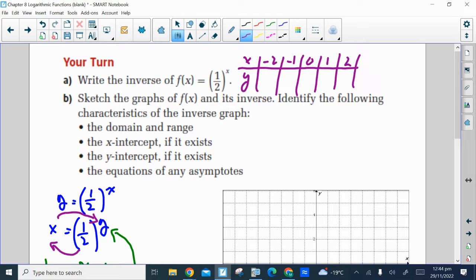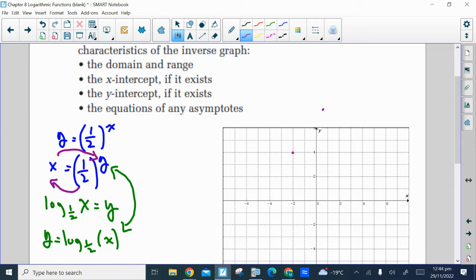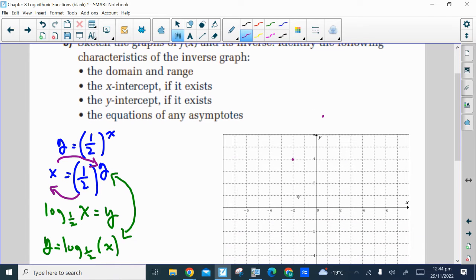1/2 to the negative 2 would be 2 over 1 to the positive 2 squared, which is 4. 1/2 to the negative 1 will be 2 over 1 to the positive 1, which is 2. Anything to the 0 is 1. 1/2 to the power 1 is 1/2. 1/2 all squared is 1/4. This is a decreasing function because the base is between 0 and 1. We have the points negative 2, comma 4, negative 1, comma 2, 0, comma 1, 1, comma 1/2, 2, comma 1/4.